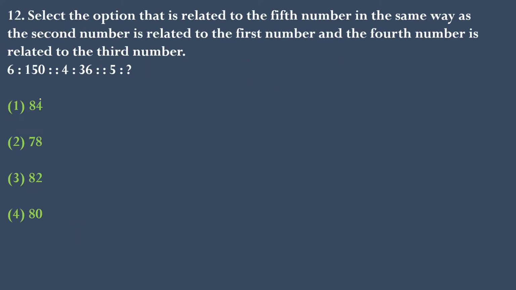See the question here. Select the option that is related to the fifth number in the same way as the second number is related to the first number and the fourth number is related to the third number. Here they gave 6 is to 150, how the second number is related to the first number, and 4 is to 36, and we need to find what will come in place of the question mark for 5 is to what.